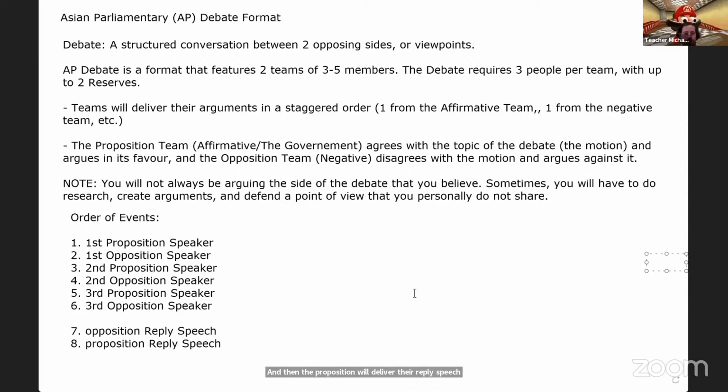So these are the two parts of a debate. The first part is called the substantive speeches, and the second part is called the reply speeches.